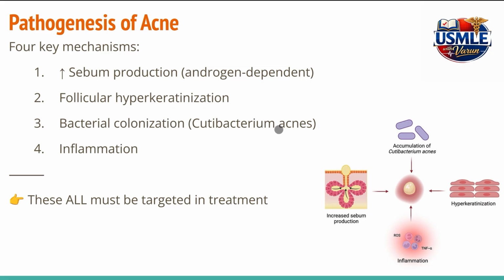Normally, the skin cells shed smoothly, but here they accumulate and then block the follicle, forming a keratin plug. Third is bacterial colonization. The blocked follicle creates an ideal environment for a bacterium called Cutibacterium acnes to grow. And fourth is inflammation. The immune system reacts to this bacterial growth and trapped material, and that finally leads to redness, swelling, and pus formation.